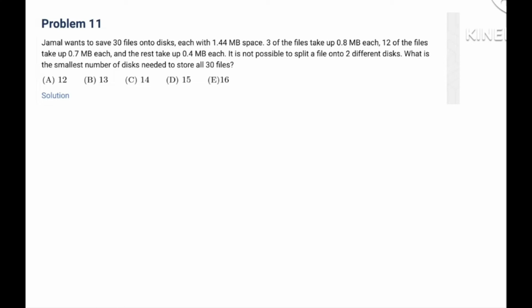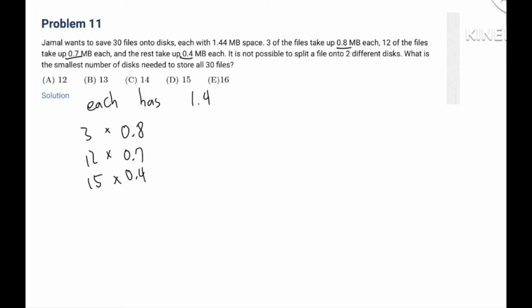And the disks each have 1.44 megabytes. 3 of the files take up 0.8, so each has 1.44. But since these are all up to the 10th place, this additional 4 won't be much help. So we can just erase this 4, and it will be the same. So 3 of 0.8, and we have 12 of 0.7, and we have the rest, so 30 minus 12 minus 3, so it's 15 of 0.4 megabytes.